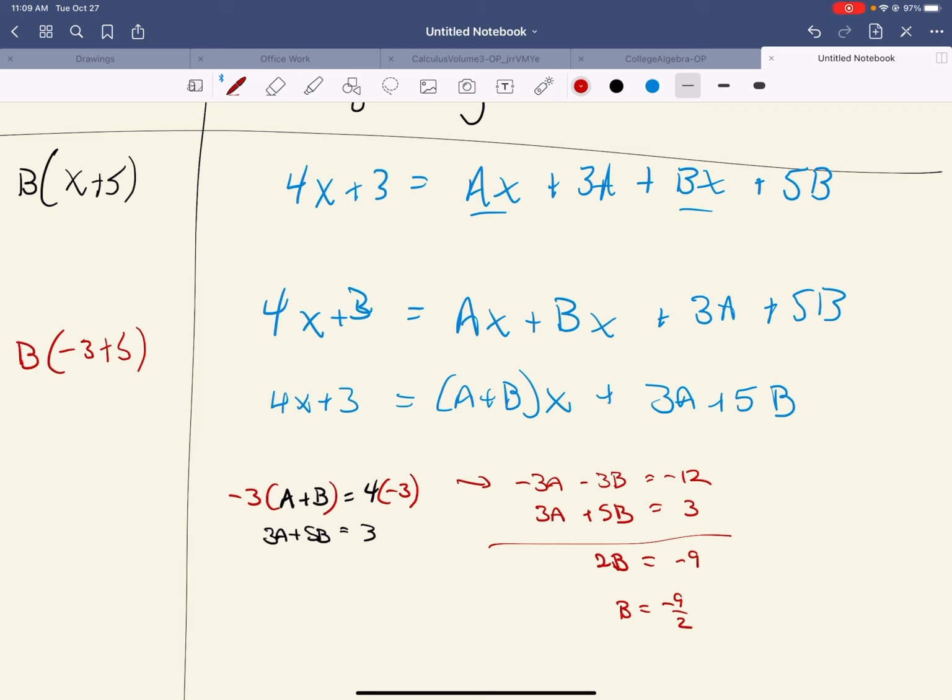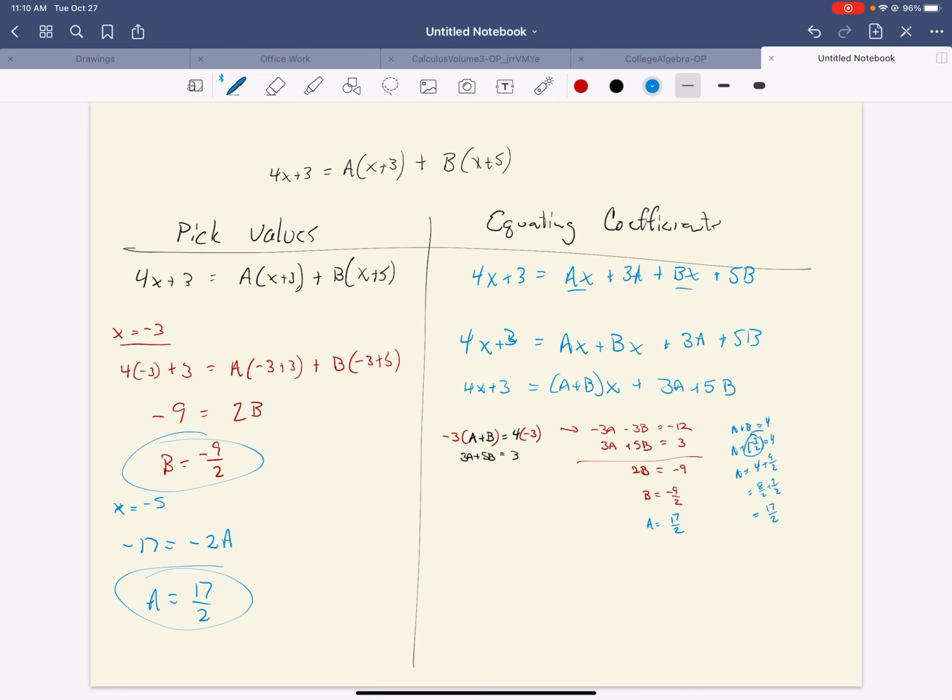And then once I know b is -9/2, I knew in the beginning that a plus b equaled 4. So a plus -9/2 equals 4. Or a, if I add this to the other side, a equals 4 plus 9/2. And 4 is 8/2 plus 9/2. That's 17/2. So I got a is 17/2 and b is -9/2.